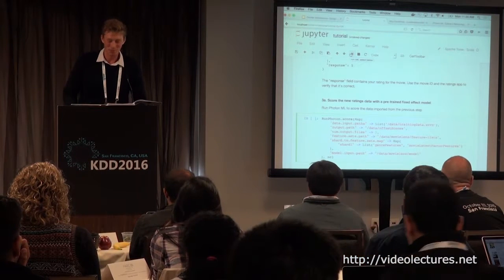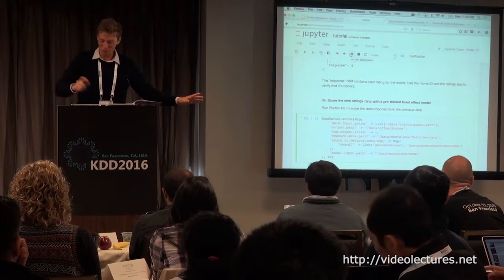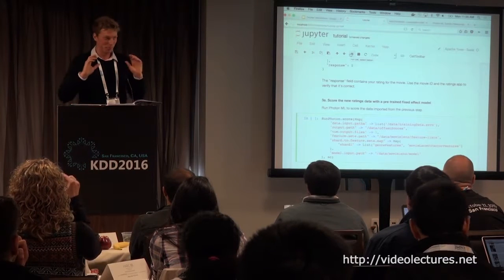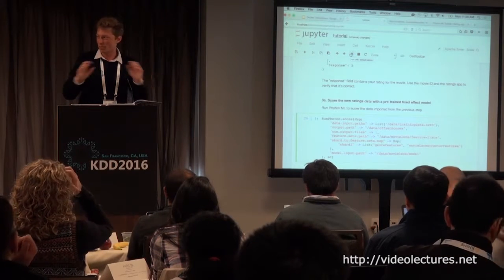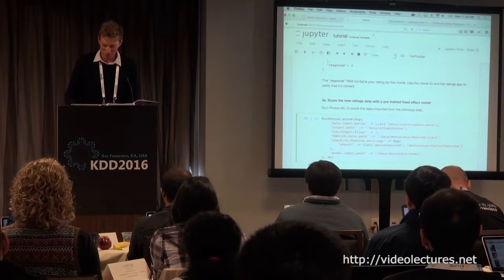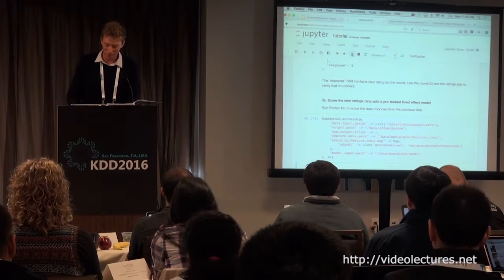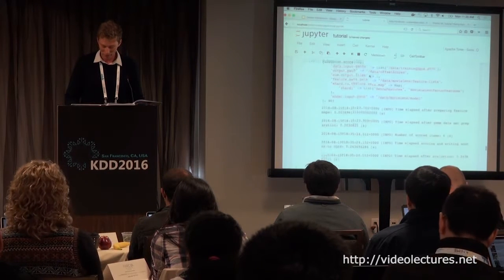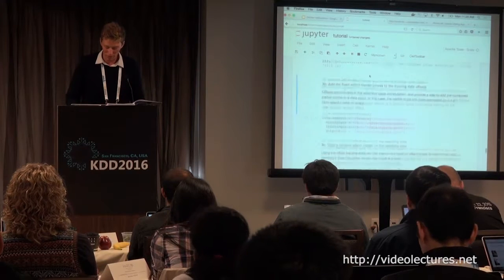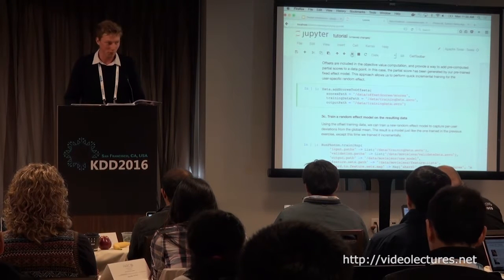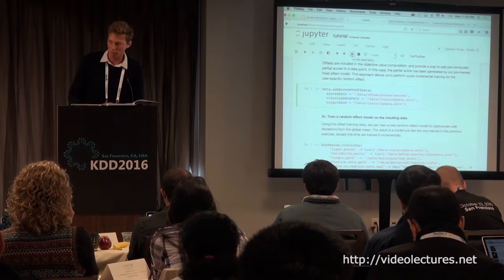We pre-trained our model on the whole MovieLens. We've been working with a subset in the tutorial. We've got the pre-trained fixed effect model from the whole MovieLens data set for you guys. We're going to score our rated data with that model. And now that we've scored it, we're going to add those scores to the offset. So it's kind of like a partial score.